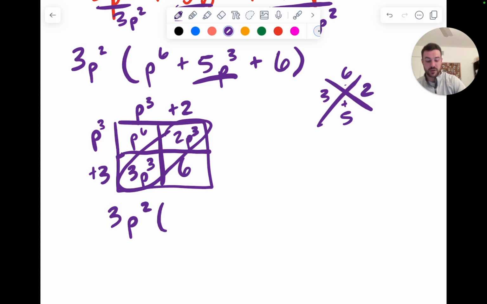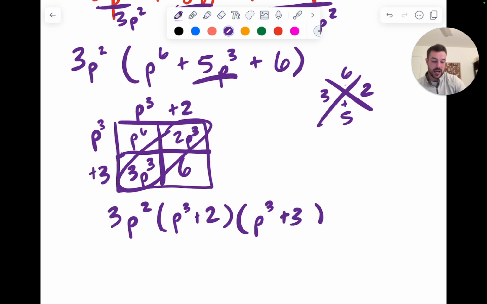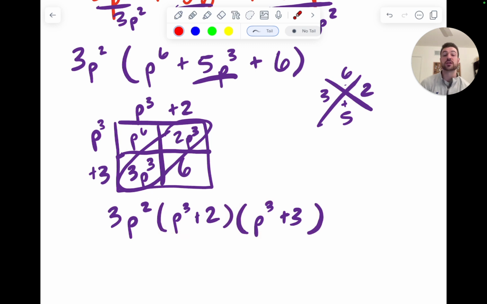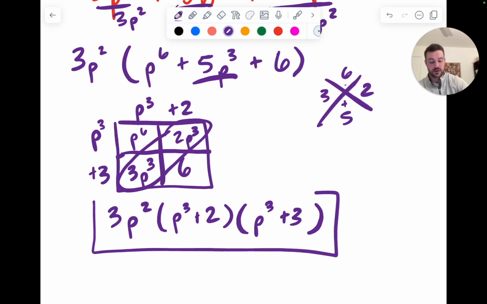So I'm going to keep that there, but then I'm going to put my length and my width, or vice versa, and these are my factors. Just like before, I'm going to check and see, can these factors be factored more? Well, p to the 3rd is a cube, so we might think the sum and difference of cubes pattern. But both 2 and 3 are not cubes, so that means we can't use that pattern, and therefore, this is the factored version. 3p to the 2nd times p to the 3rd plus 2 times p to the 3rd plus 3.